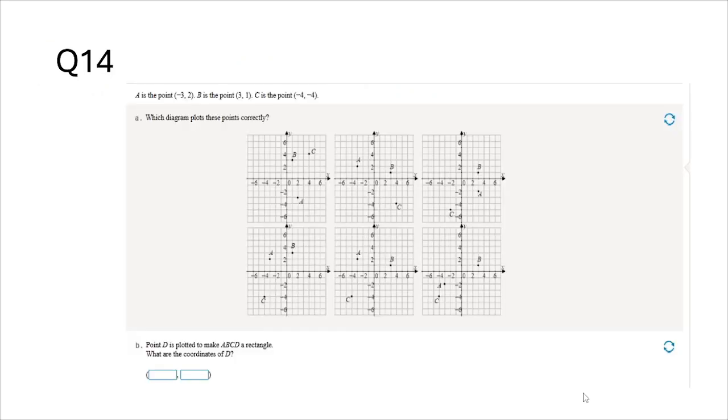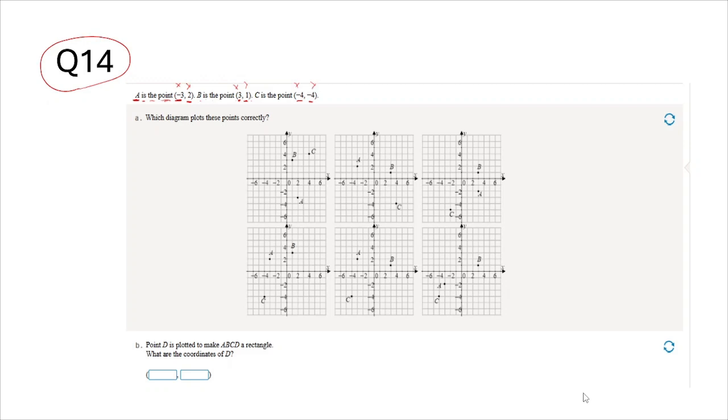Question number 14 says A is the point minus 3, 2. B is the point 3, 1. C is the point minus 4, minus 4. The point minus 3, 2 means minus 3 is the x and 2 is the y. B is the point 3, 1, so 3 is the x and 1 is the y. C is the point minus 4, minus 4, where this is the x and this is the y. Okay, so let's see figure 1.